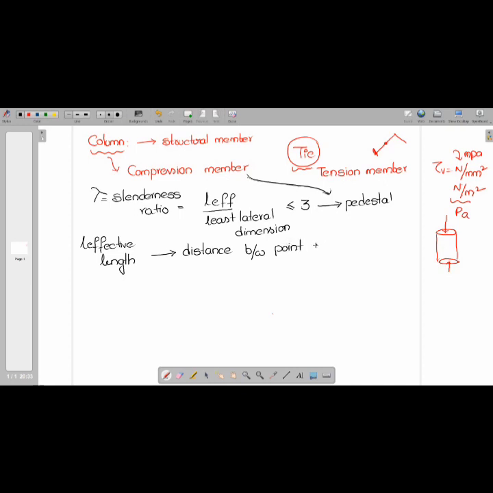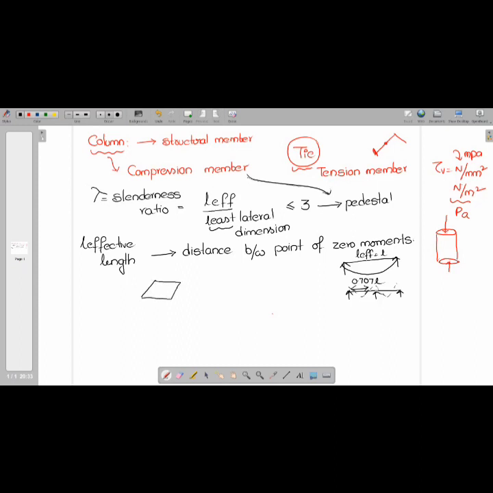Suppose, see students, you are telling the distance between points of zero moments. Here I have taken one important thing. Suppose I consider a simply supported beam. In a simply supported beam, the bending moment diagram will be like this. So in this case, L effective will be equal to L. Suppose I take a continuous beam, now the bending moment will be something like this, hogging, sagging. So here L effective will be equal to 0.707 L.